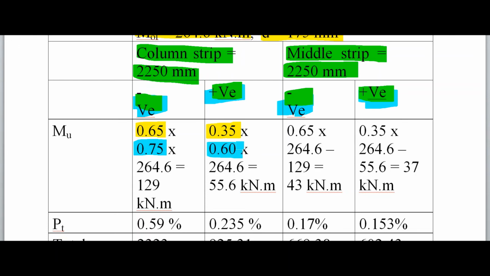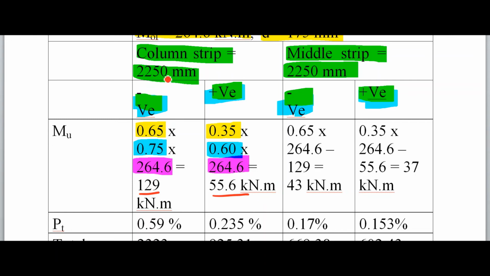The moment is 264.6. So by multiplying with these two values, we can find out the moment: 129 kN per meter negative and 55.6 kN per meter positive. Right? These are the moment calculations for the column strip.